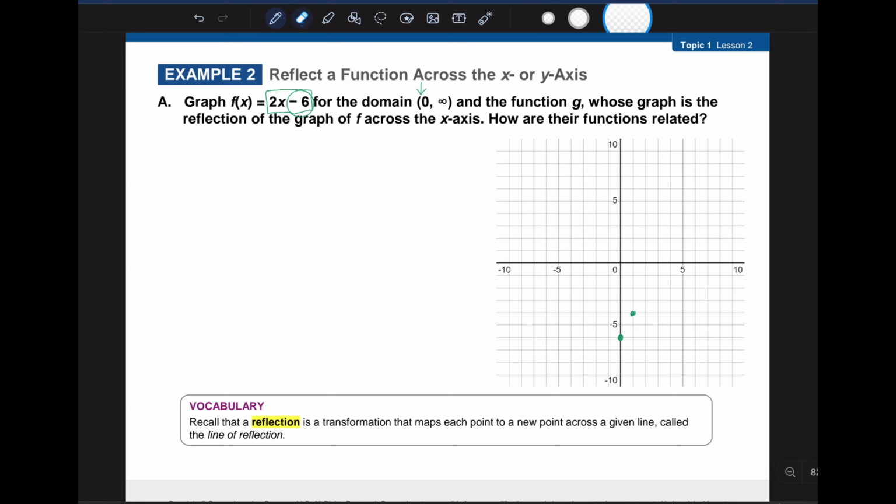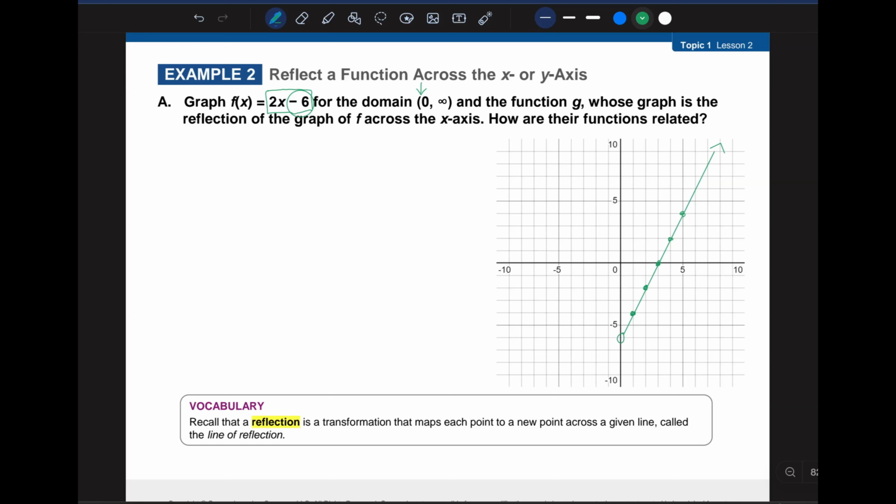Now, I made a little error right there. That needs to be an open circle because remember, we're not including when x is 0. So make sure that's open. And then I'm going to give myself a couple more dots. I'm just going to keep going up 2, right 1, up 2, right 1, so that I have a good guide for drawing this line in. And then it says it's going to keep going on forever. So I'm just going to draw that line in. Now, it wants me to take this and reflect it across the x-axis.